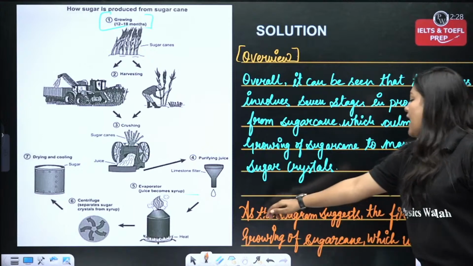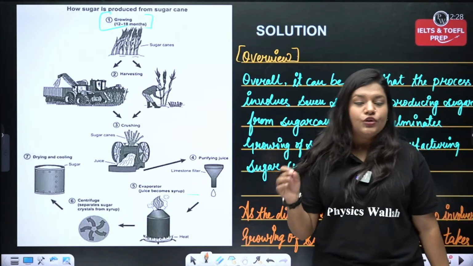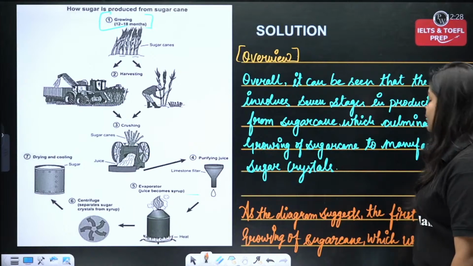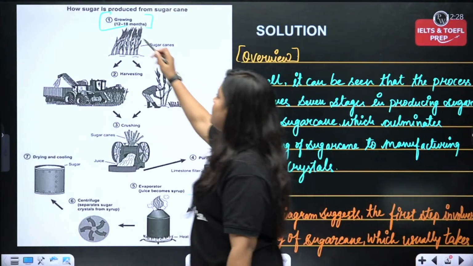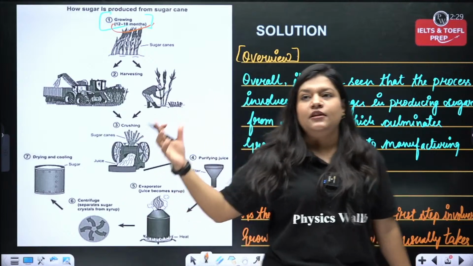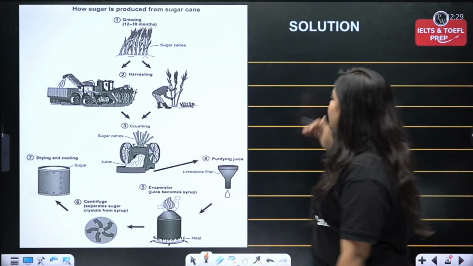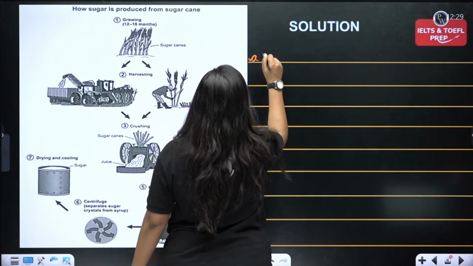What happened? As the diagram suggests, the first step involves growing of sugar cane. Growing of what? Growing of sugar cane, which usually takes how much time? 12 to 18 months. It means a year to 18 months it usually takes. Okay? This is what we are going to write, which usually takes a year.